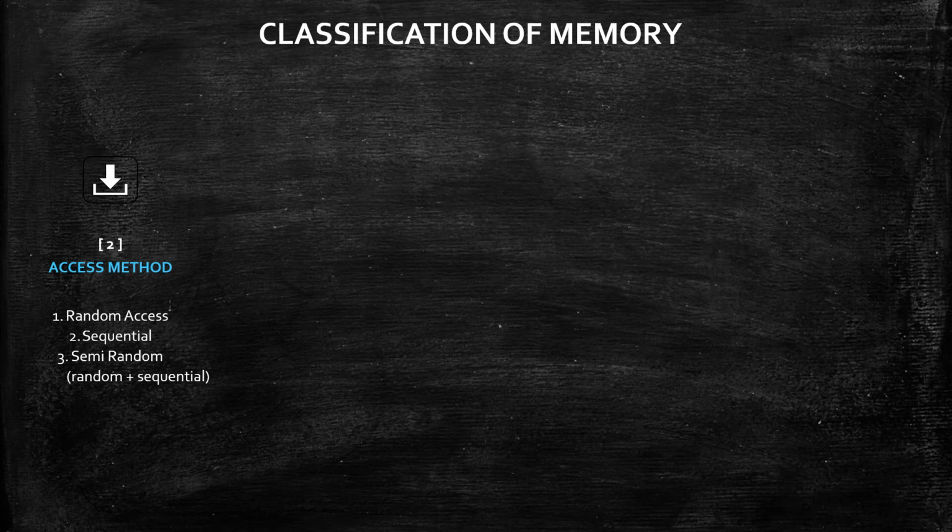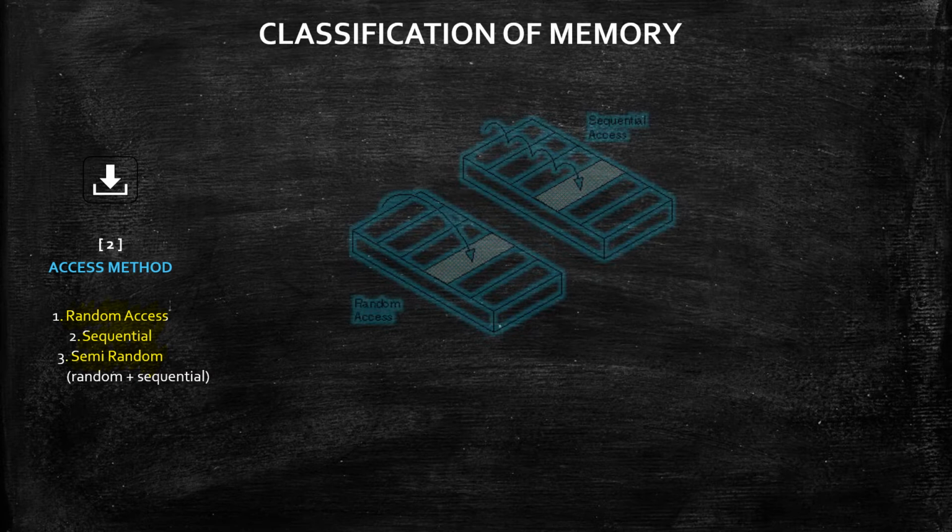Now let's see the access methods. We have total three access methods: first random access, then the sequential access method, and the third one is the semi-random access method. Let's understand the meaning of these methods. Here we have an image. As you can see, two different memories are here, and we have multiple blocks of the memory. The first one is random access, and here we have multiple blocks. Suppose I am at this location.